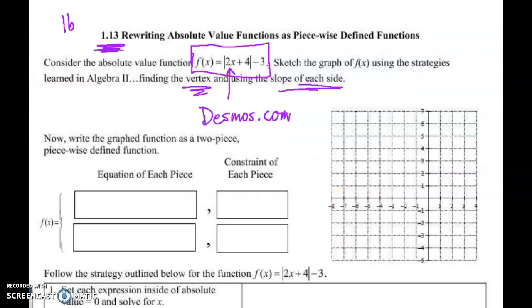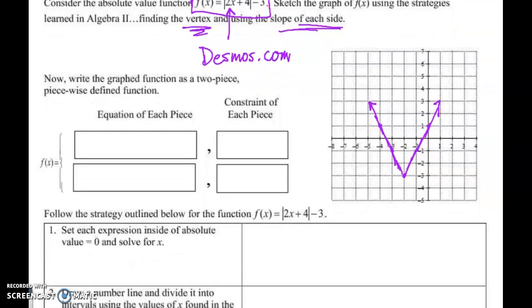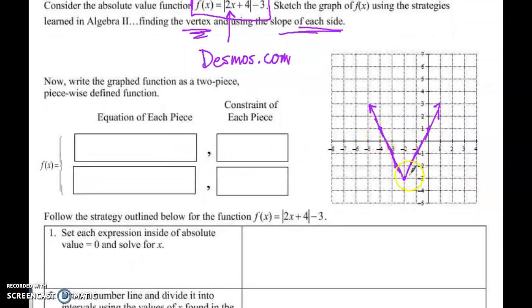So my vertex is at -2, -3. And then right here, here, here. I think that's enough points. But what I'm going to show you is a different way of finding the equation of absolute values without having a graphing calculator. What you'll probably notice is that we could write any absolute value as a piecewise function. And that's what we're doing. So we're trying to prepare you for calculus and understanding absolute value functions.